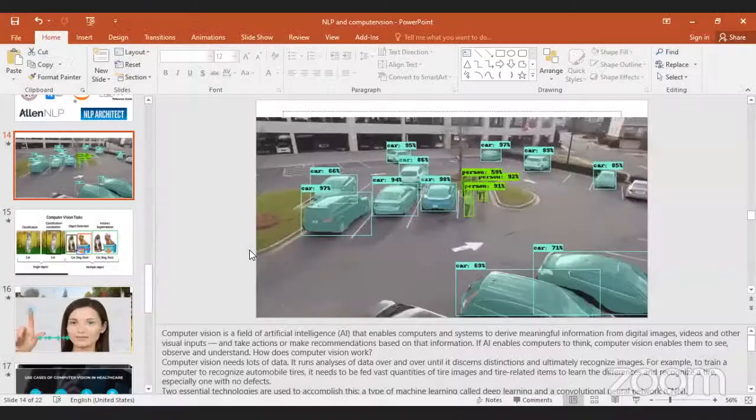So let us start from the point where we left. If you remember, last class we were discussing NLP and computer vision. I completed NLP and then shifted to computer vision, so I'm going to focus on computer vision today. I'll start from where I left. Just give me a few seconds.